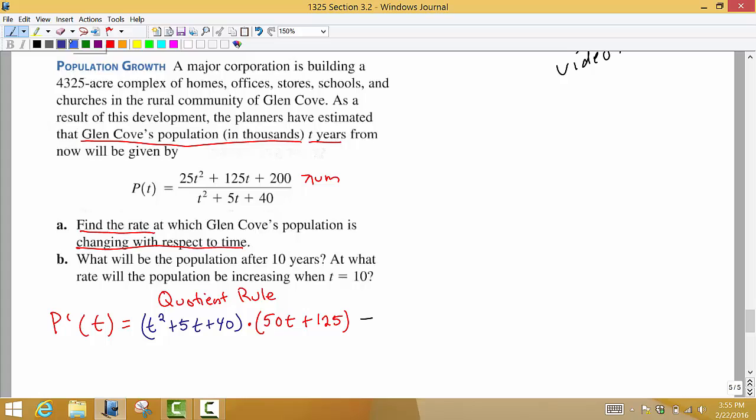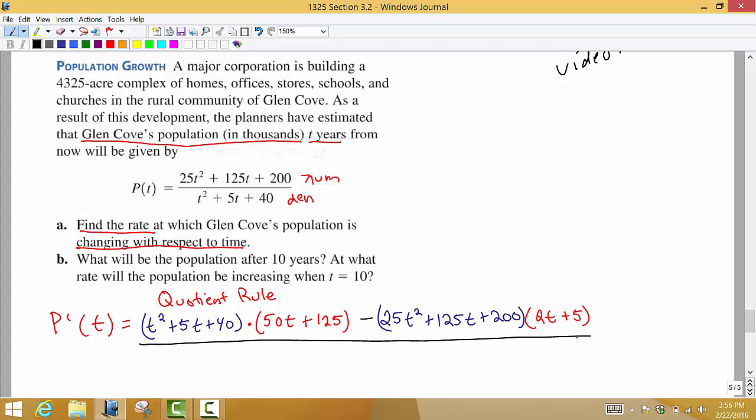Minus the numerator as is, and I'm going to put that in parentheses, times the derivative of the denominator. So our denominator, t squared, gives us 2t, plus 5t, the derivative of that would be 5. And of course the derivative of 40 is 0, that's a constant, so we don't have to write that. So there's the top of our quotient rule, and for the bottom we would take the denominator as is and write that squared.